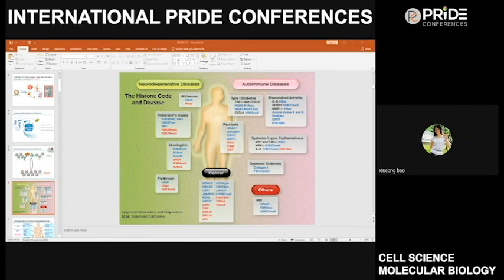To solve this problem, we perform the expressed protein ligation method. Here, we cut this protein into two parts. One is expressed by the E. coli system, and the other one we can synthesize as a peptide with the specific modifications. And then, by doing the ligation, we can finally get the modified proteins with homogeneous and specific modifications.